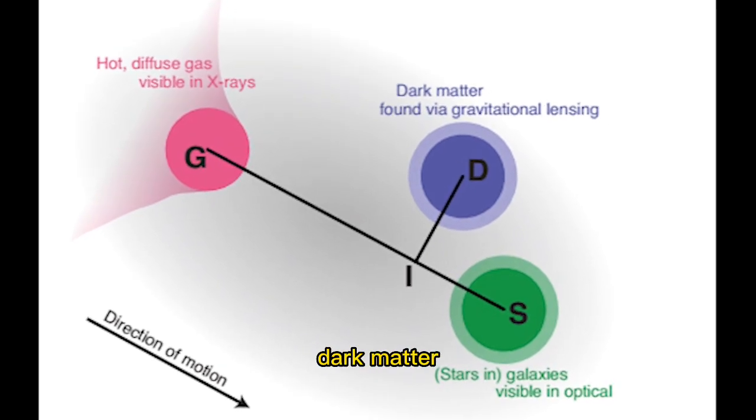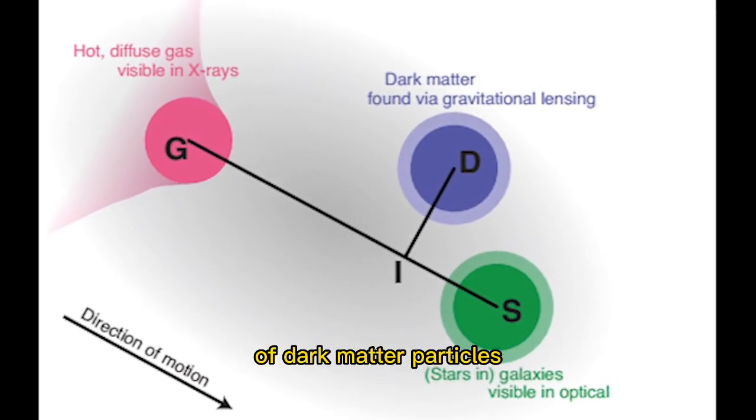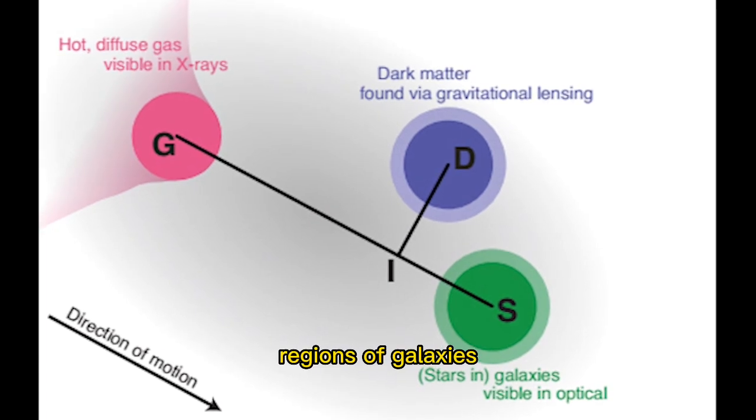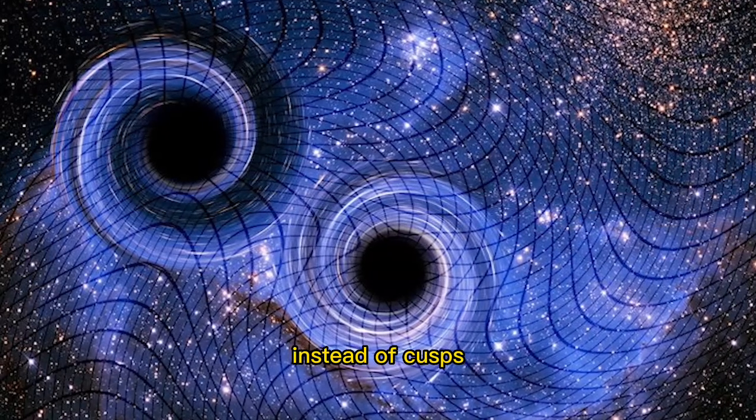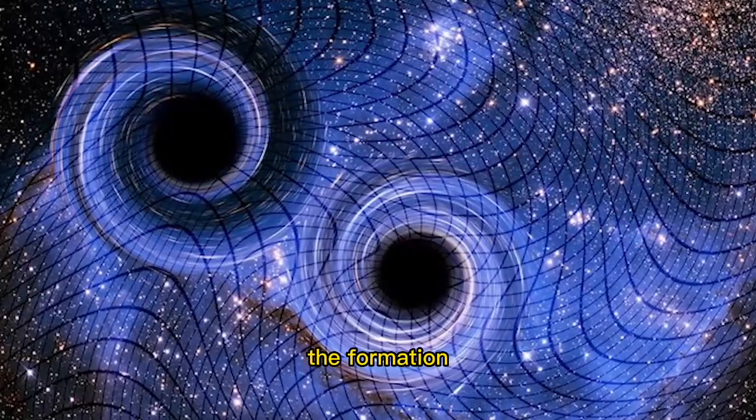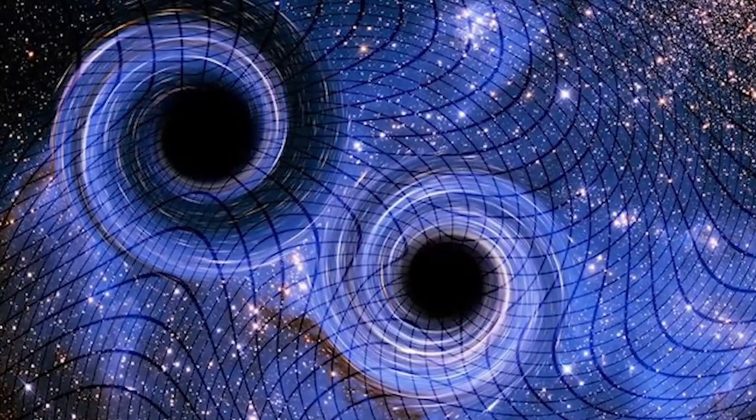For instance, dark matter self-interactions could lead to the dispersion of dark matter particles in the central regions of galaxies, creating cores instead of cusps. They could also alter the formation and evolution of dwarf galaxies.